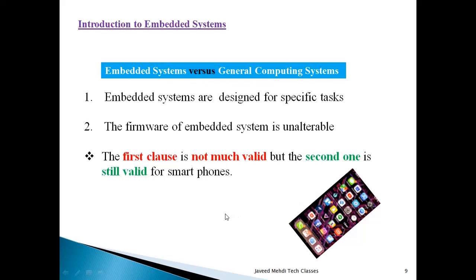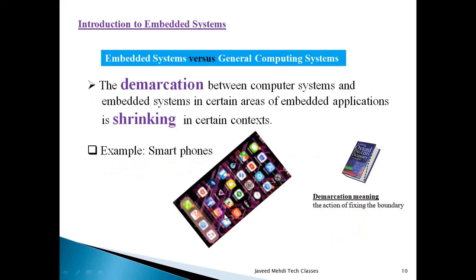But based on this fact, you can conclude this. The demarcation between computer systems and embedded systems in certain areas of embedded applications is shrinking in certain contexts. Demarcation means the action of fixing the boundary. Simply you can say the difference. The demarcation is shrinking between general purpose computing systems and embedded systems. But this is not valid for all the embedded systems. It is valid for smartphones.